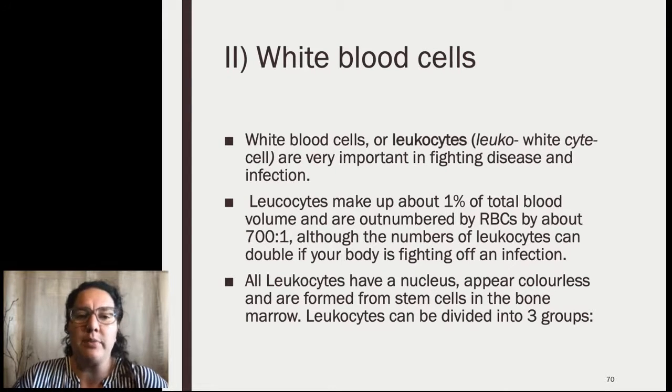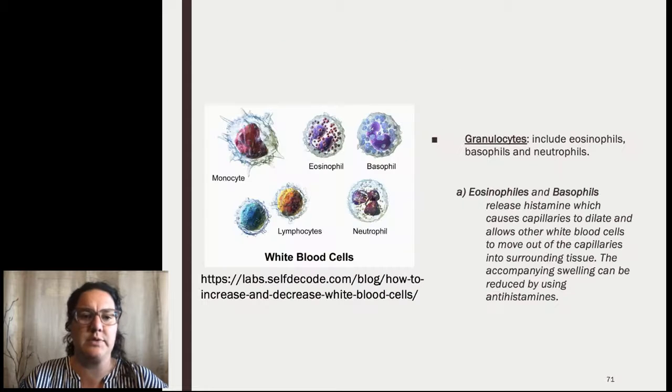So moving on to white blood cells, these are also known as leukocytes, and they're important in fighting diseases and infections. They only make up a total of about 1% of our blood volume and are outnumbered by red blood cells about 700 to 1. But if you're fighting an infection, the amount of leukocytes in your body can double. All leukocytes have a nucleus, and they appear colorless and can be divided into 3 different groups.